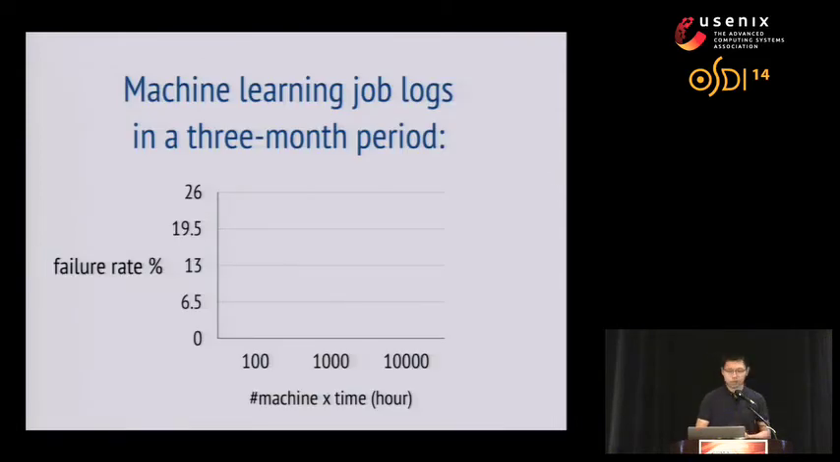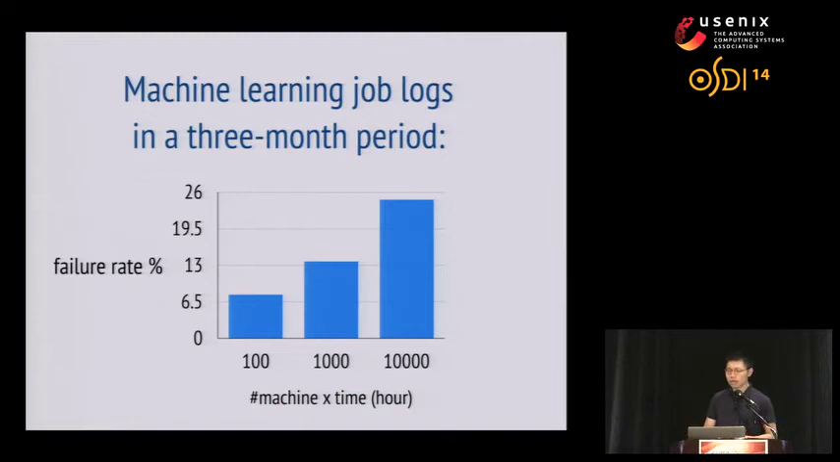To motivate this problem, we collected the machine learning job logs over a 3-month period in a production data center. We classify these machine learning logs into 3 categories by their machine time, and we report the average failure rate. For small tasks, more than 6.5% of jobs die during running. And this number goes to more than 13% for medium-sized jobs. However, for really large jobs, 1 out of 4 jobs fails during running. So a machine learning system should be fault tolerant.